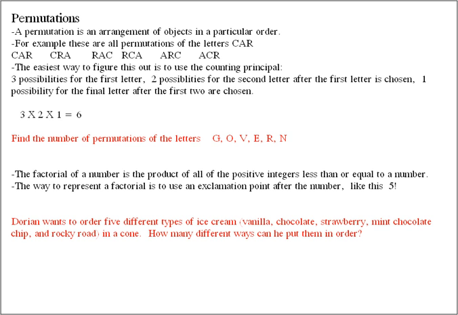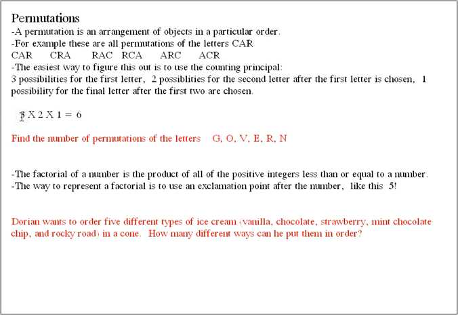Up to permutations, and a permutation is an arrangement of objects in a particular order. For example, these are all the permutations of the letters CAR. So we got CAR, CRA, RAC, RCA, ARC, and ACR. And if you think about it logically, right now we've got three different ways, with C at the beginning, then R at the beginning, and then A at the beginning.